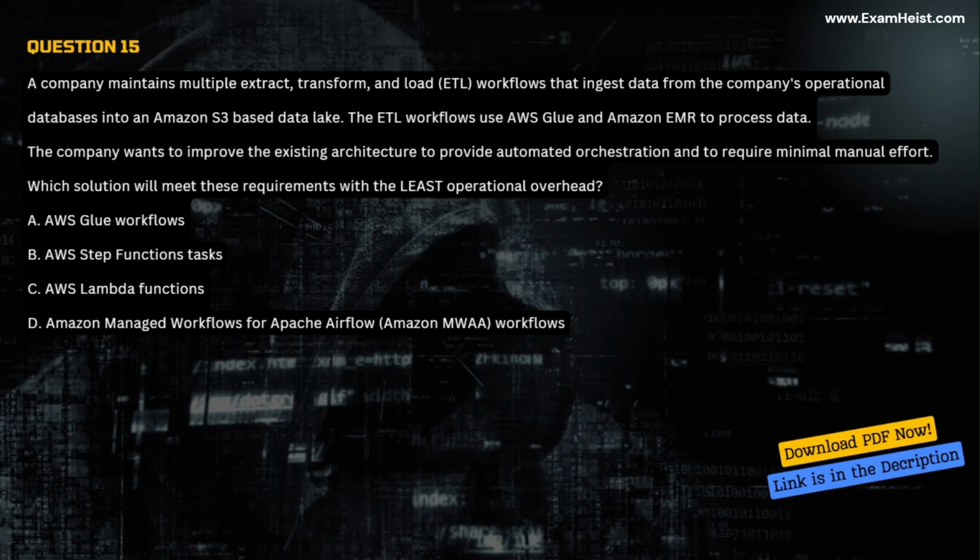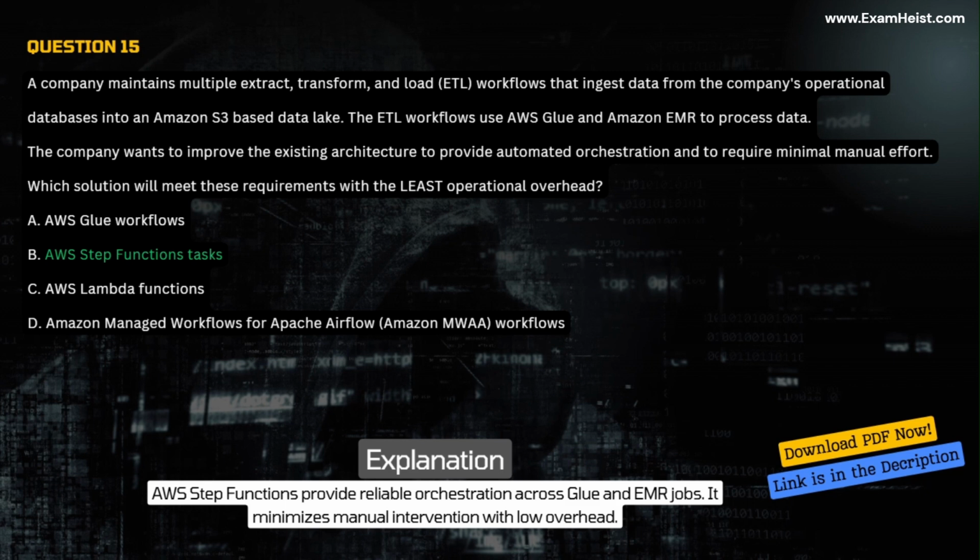A. AWS Glue workflows. B. AWS Step Functions tasks. C. AWS Lambda functions. D. Amazon Managed Workflows for Apache Airflow, Amazon MWAA workflows. Correct answer B. AWS Step Functions tasks. Explanation. AWS Step Functions provide reliable orchestration across Glue and EMR jobs. It minimizes manual intervention with low overhead.